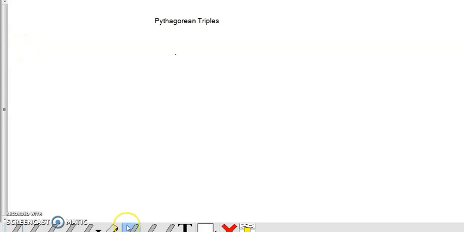Alright, so today what we're going to look at is Pythagorean triples. In a minute we're going to use some of our ideas of special right triangles and the Pythagorean theorem to help solve right triangles.